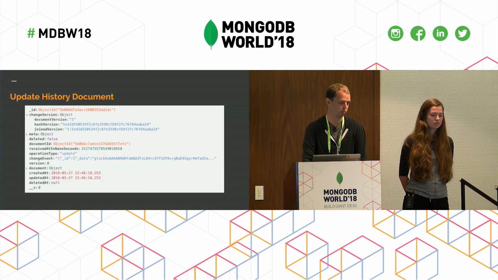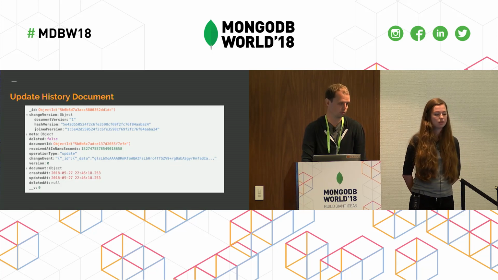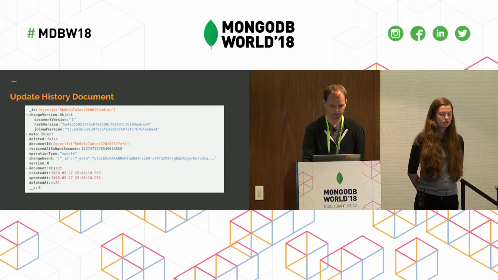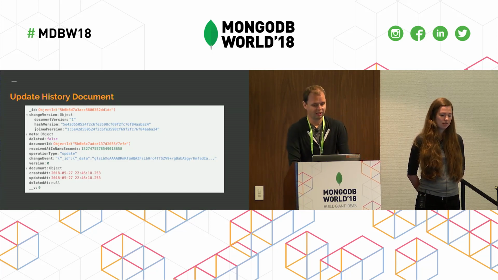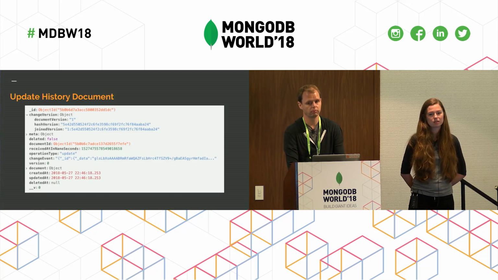And then that's what this is going to look like now. We see the document version is updated to 1. Our hash has changed as well. So the joined version is now 1, and then the new hash. The document ID, the nanoseconds again, our change event, version 0, and the operation type, sorry, is now an update when previously it would have been an insert.